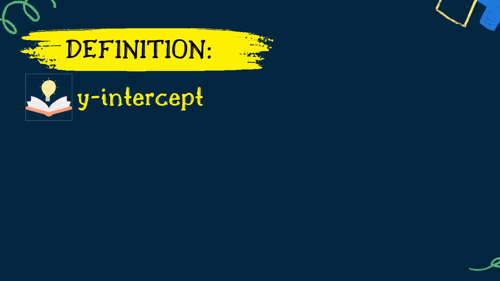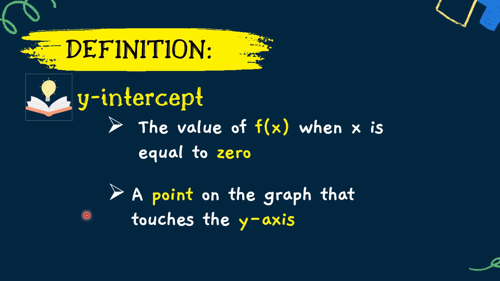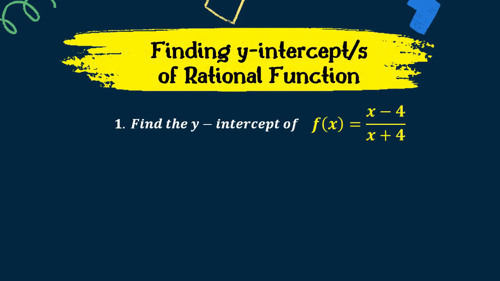This time we will learn how to find the y-intercept, but let us first define what the y-intercept is. The y-intercept is the value of f(x) when x is equal to 0. It is also the point on the graph that touches the y-axis. Let us start with the first example. Find the y-intercept of f(x) = (x - 4)/(x + 4).